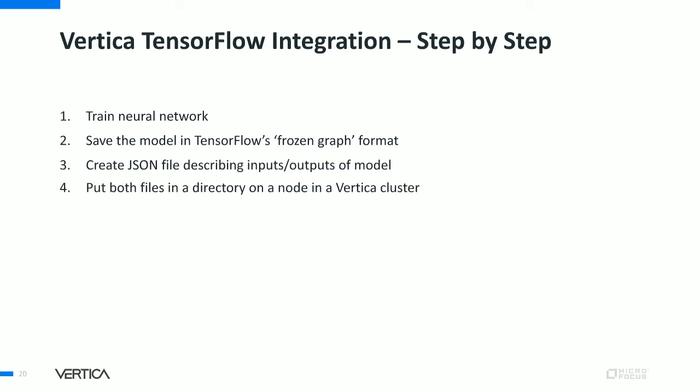So once you have your model file and your JSON file, you want to put both of those files in a directory on a node, any node, in a Vertica cluster, and name that directory whatever you want your model to ultimately be called inside of Vertica.